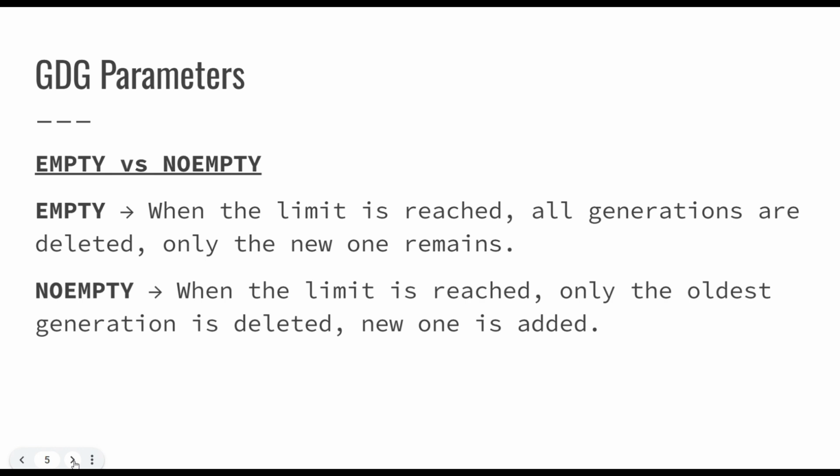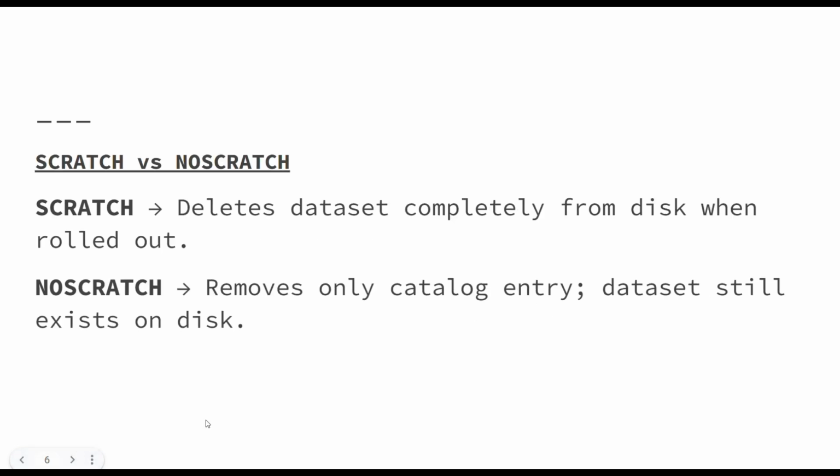Okay, now let's see the next parameter. SCRATCH and NOSCRATCH. SCRATCH deletes the dataset completely from the disk, and we can't recover it. NOSCRATCH removes only the catalog entry, but the dataset remains available on the disk. Here, in most cases we use NOEMPTY and SCRATCH only. Please make a note of it.